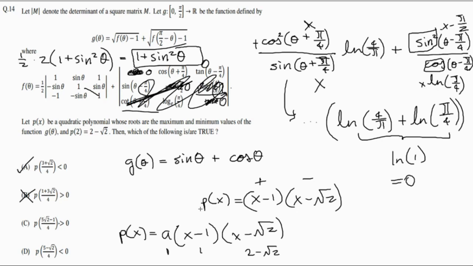C, 5 root 2 minus 1, so that's again over 4, sorry, more than 1 and more than root 2. So this is positive and this is positive, so C is also true. And this one is just less than 1, so this is negative. Okay, so this is a new one, negative, and this one is also of course negative, so this is actually positive. Okay, so it isn't less than 0, so this is also wrong, which means the final answer is A, C.